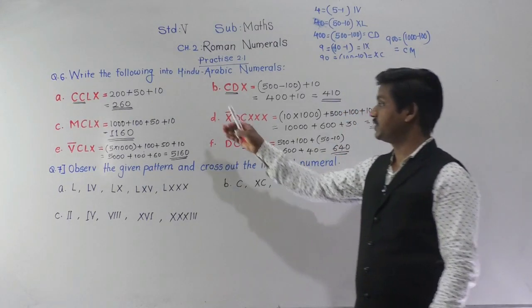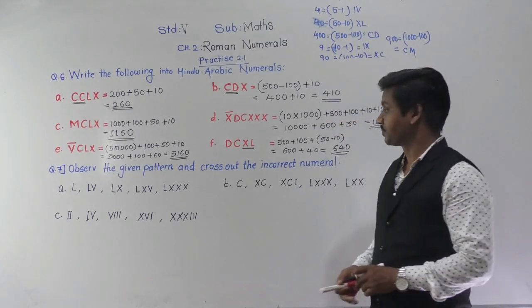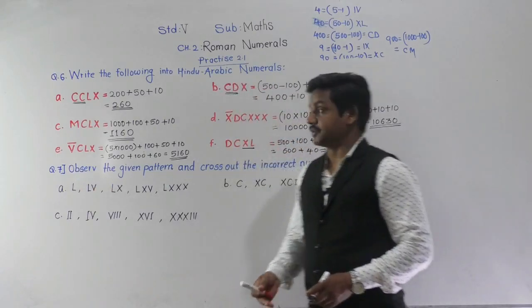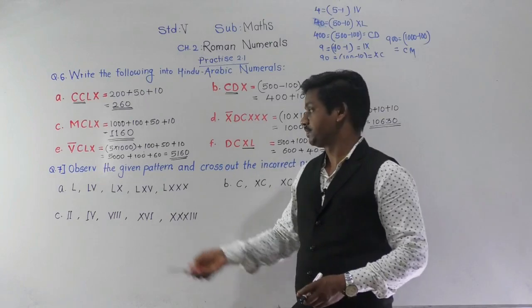Okay. So this way we can convert Roman numerals into Hindu Arabic numerals. See question number 7. Before that, the remaining examples from this question you have to solve by yourself.